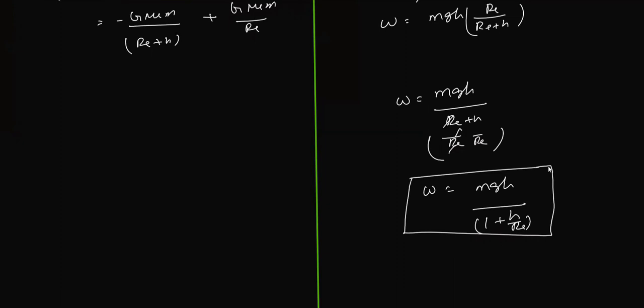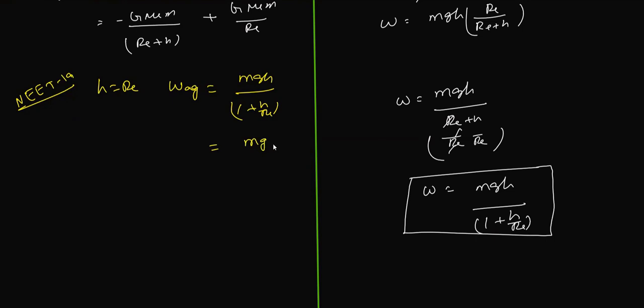Basically these questions are frequently asked in NEET and CET also. In NEET 19 they asked one question: if H equals RE, then calculate the work done on the object to move from the surface to a height RE. The work done by the agent is mgH divided by 1 plus H by RE. So that equals mg into the H value RE divided by 1 plus RE by RE. RE will get cancelled. Therefore mgRE by 2 is the answer.